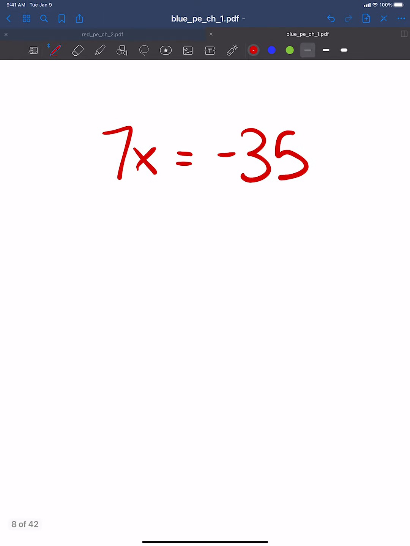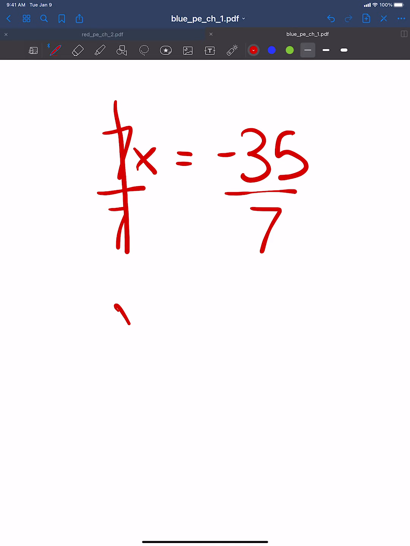Do this one first. What's happening to my variable? It's being multiplied by 7. What is the opposite of multiplication? Division. So we divide by 7. Remember, we use a fraction bar to show division in Big Kid Math. Do it to both sides. 7 over 7 is 1 whole.